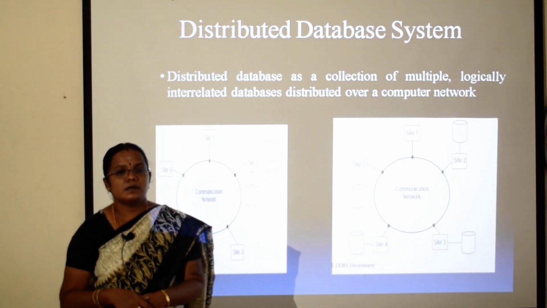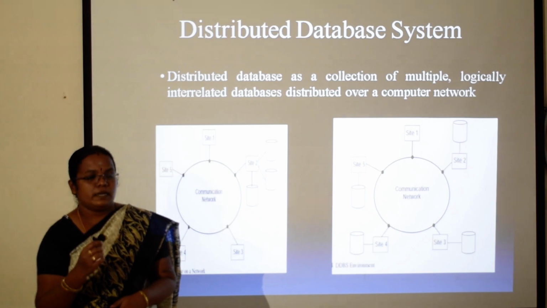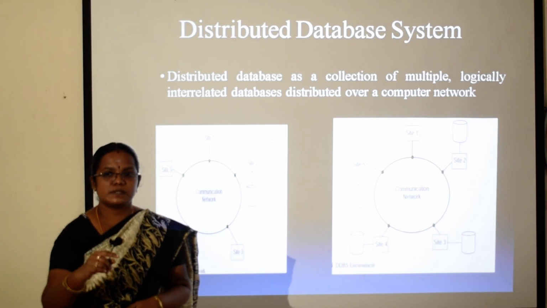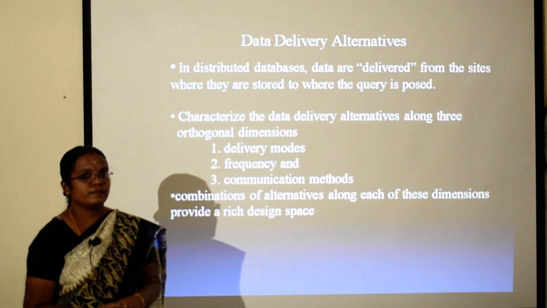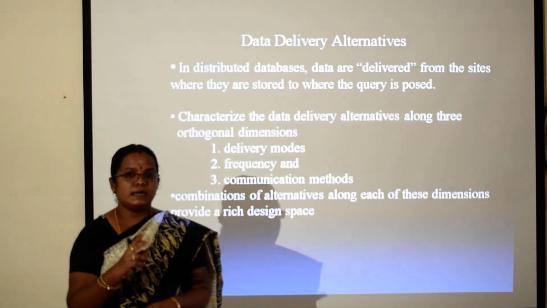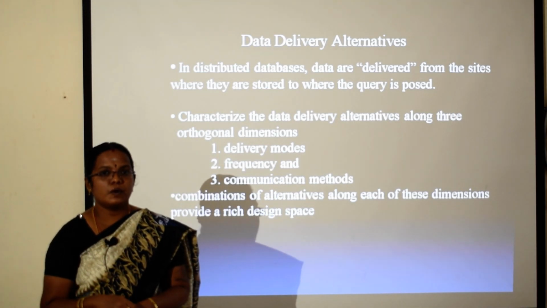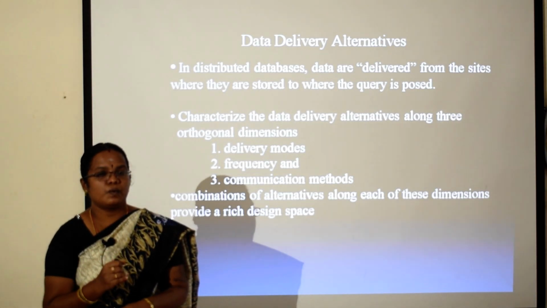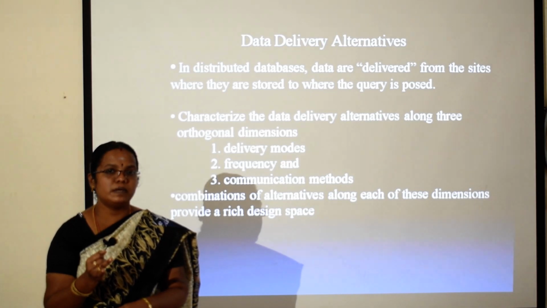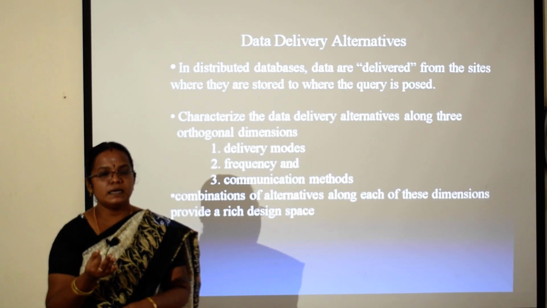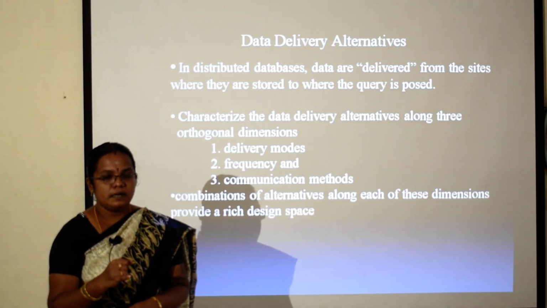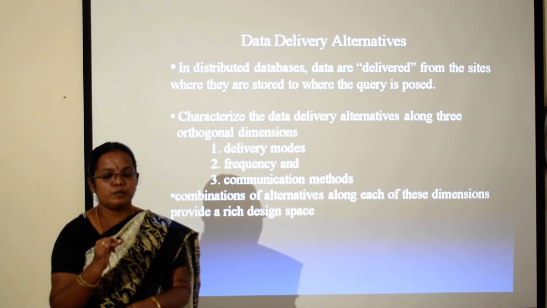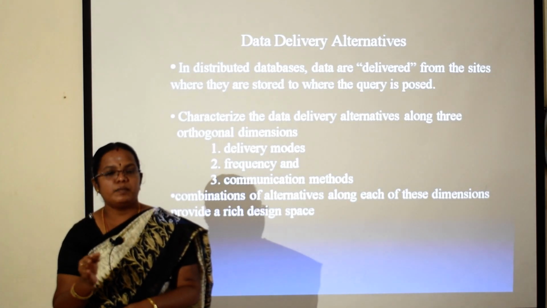In order to explain the data delivery alternatives, we can explain it in three forms. The data delivery alternative, or data delivery regularity, can be measured in three orthogonal dimensions. One is the delivery mode, the second is the frequency, and the third is the communication method. In data delivery, we have three types of delivery mode. One is push only mode, the second is pull only, and the third is the hybrid one.